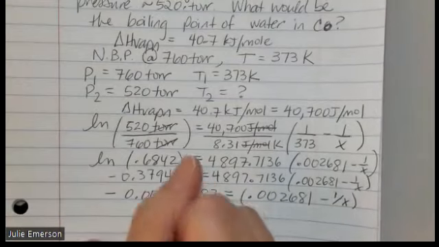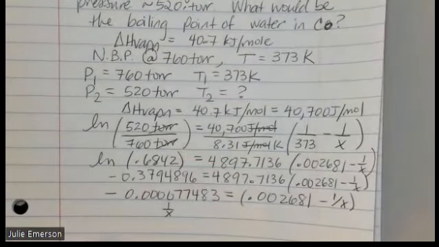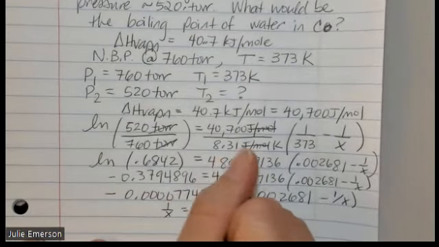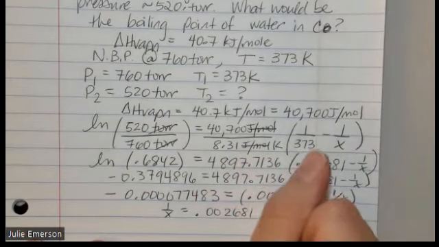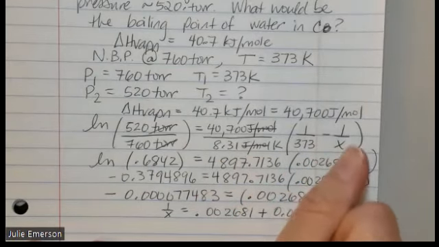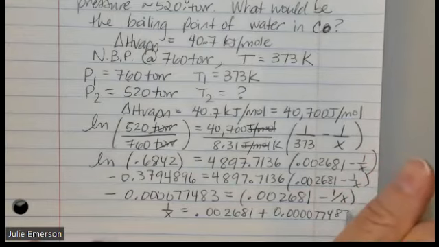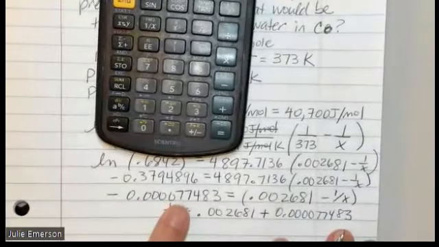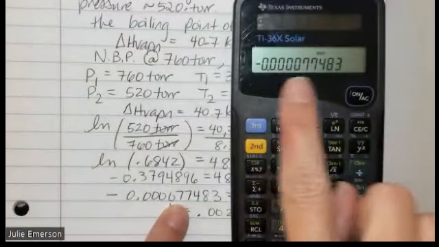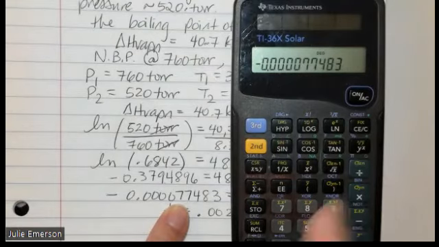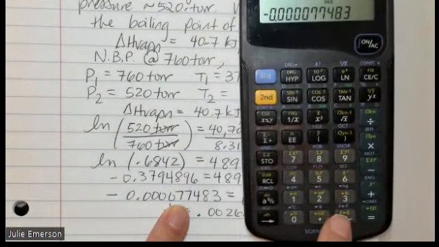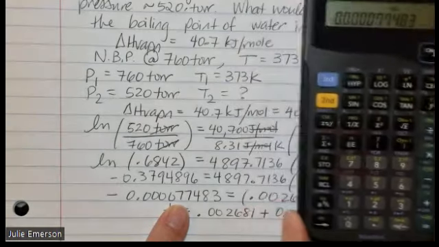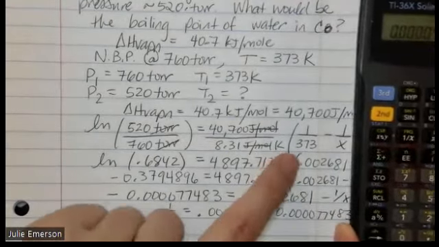So I'm going to add 1 over x to both sides so I can get rid of it over here. And then I would have my 0.002681 plus 0.000077483. All right. So on my calculator, I've got this answer still in it, the negative 0.00. I'm going to change the sign on it because I want to now add it to the other side. So I changed the sign, and I need to add it to the inverse of 373.